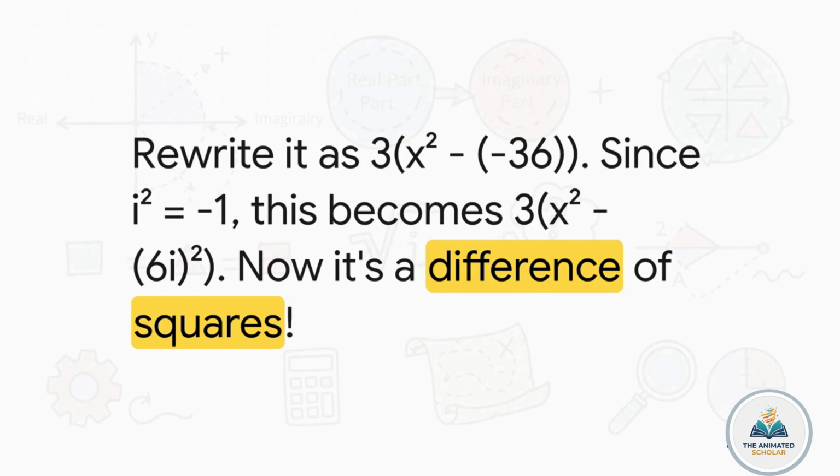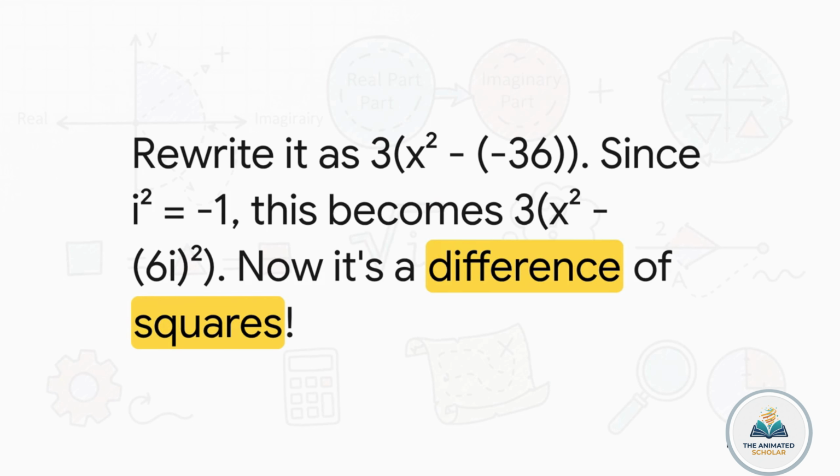The secret? It's our new best friend, iota. It's the magic ingredient. We can do this clever little trick where we rewrite a plus sign as a minus negative, and that lets us use iota to turn a sum of squares into a difference of squares. It's just a brilliant example of how complex numbers solve problems that are totally unsolvable in the real world.